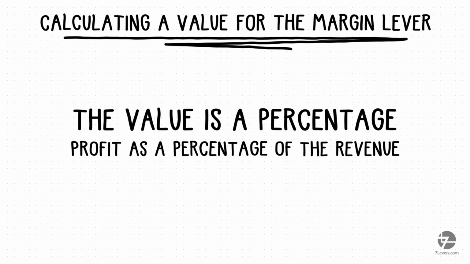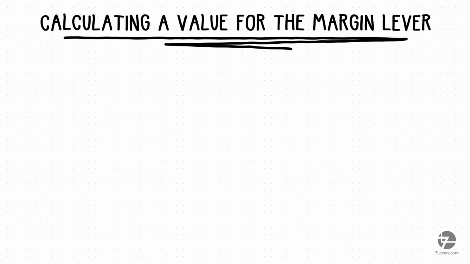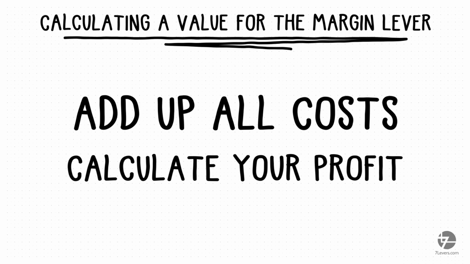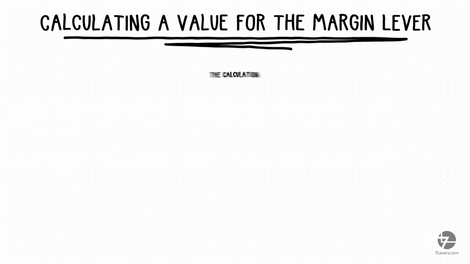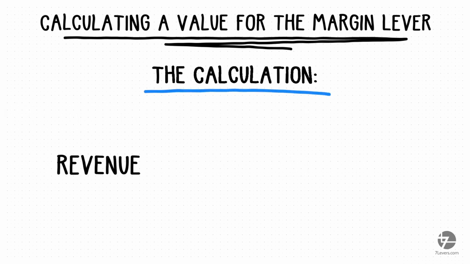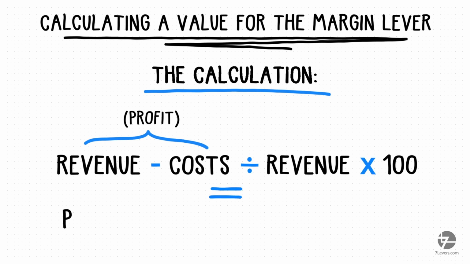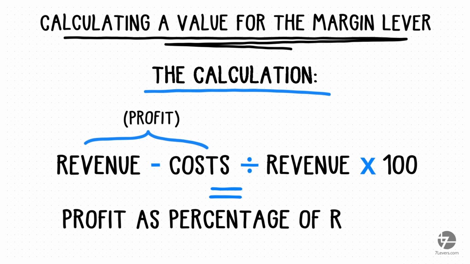percentage of the revenue. Now, the simplest approach to this is to simply add up all the costs and then calculate your profit so that we can perform the final calculation. And that calculation is revenue minus costs, which is our profit, divided by the overall revenue, and the outcome of that then multiplied by 100. That gives us a percentage that expresses the profit as a percentage of the revenue.